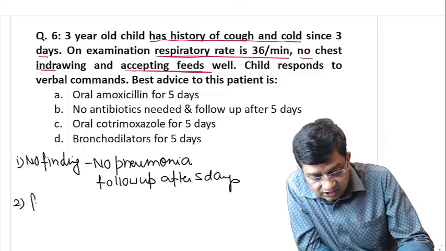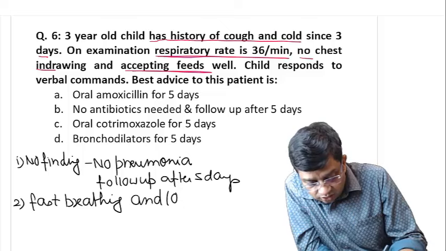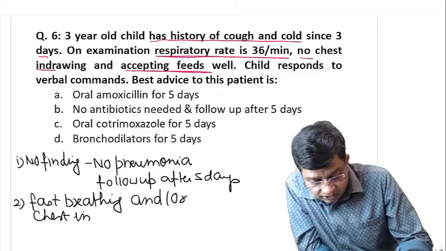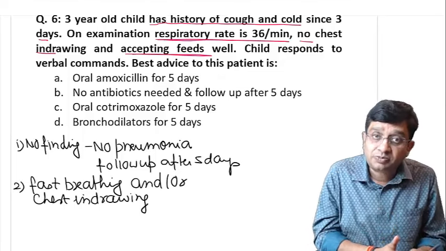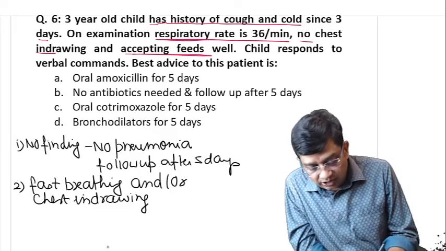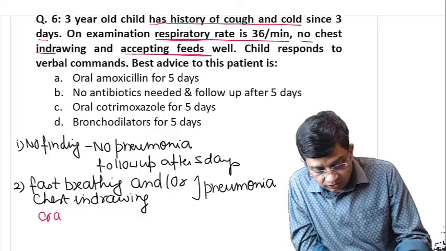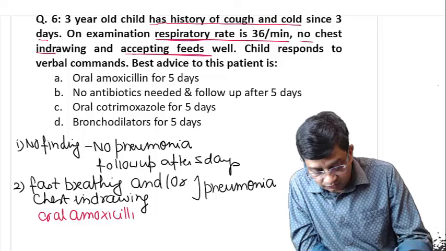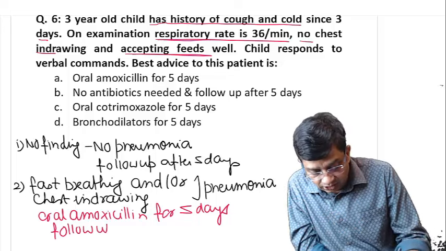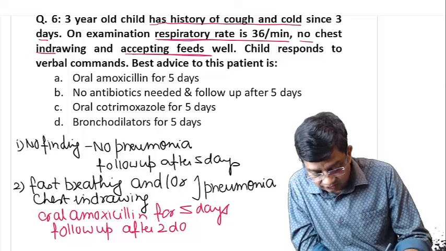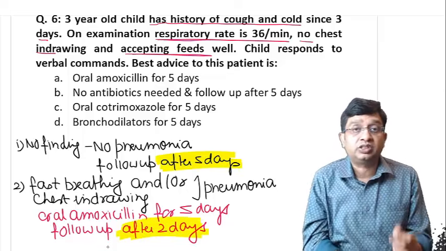If the child has fast breathing and/or chest indrawing, we are not saying that both are there. Maybe fast breathing, maybe chest indrawing, maybe both are present. You label it as pneumonia, and you give oral amoxicillin for 5 days, with follow-up after 2 days. This is important. In no pneumonia, it is follow-up after 5 days. Here, it is follow-up after 2 days, which is important, right?